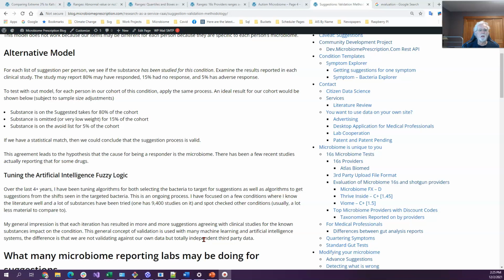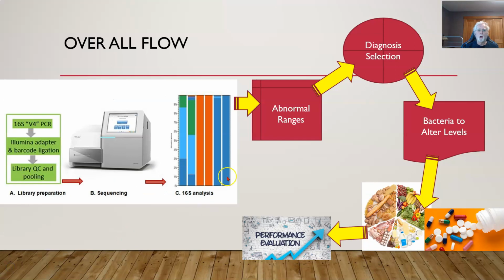Okay, so that basically takes you through the process. Let's just do a quick recap. The first part is something which you assume you are doing yourself, or you farm out to a commercial lab to do. The first issue is determining what the abnormal ranges are. If you have access to diagnoses which are reliable, you could use that to filter the bacteria to only the ones which have been shown in studies to appear to be significant. If you're not, you have to determine what the abnormal ranges are.